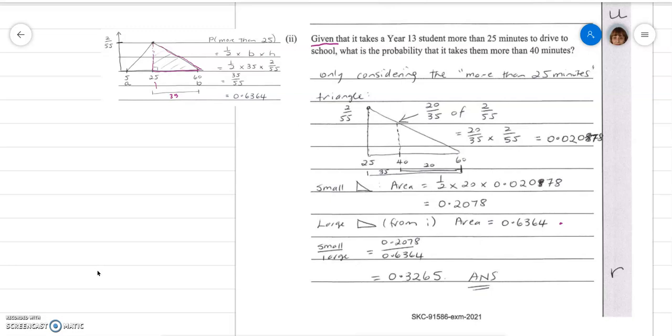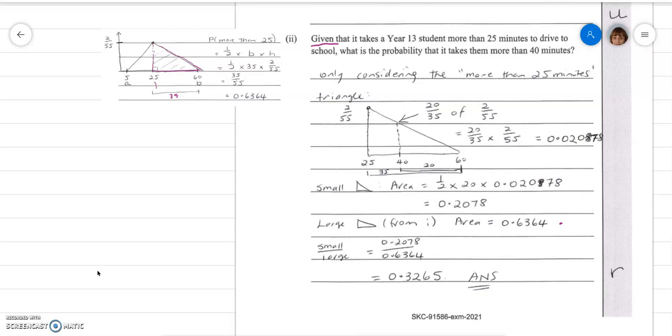Now, we use similar triangles. Triangles stay in proportion. To go from 25 up to 60 was a height of 2 over 55. To go from 40 to 60, that's a distance of 20. 25 to 60 is a difference of 35. So we're looking for 20/35ths of the total height. So 20/35ths of 2/55ths. When you work that out on your calculator, you get 0.02078.